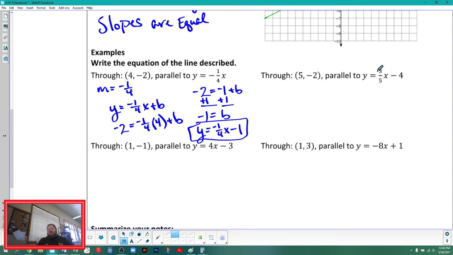On the next one, I want it to be parallel to the line y equals 3/5 x minus 4. The only thing I really care about is the 3/5, because that's going to be my new slope. And it goes through the point (5, -2). Let's go ahead and plug in 5, -2 and our new slope, 3/5.